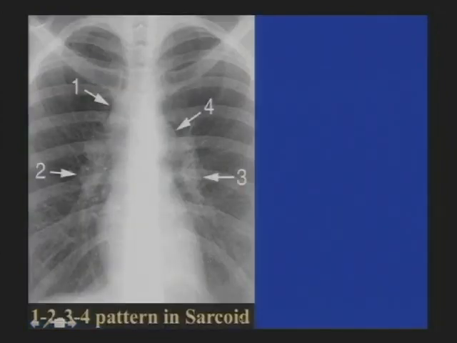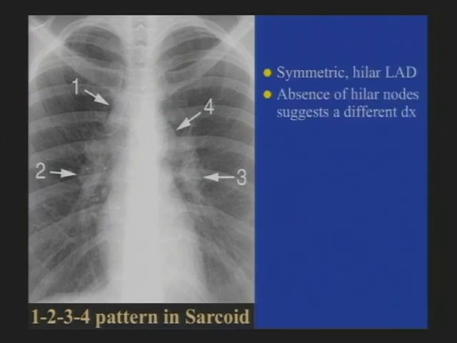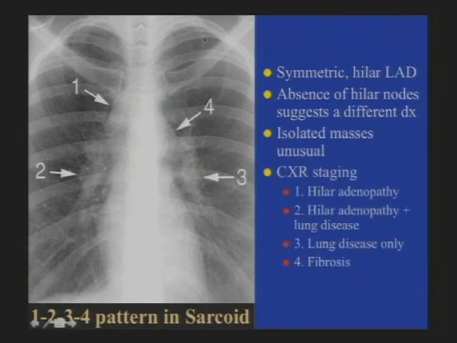Don't forget, sarcoid has a very classic distribution of lymphadenopathy, which is almost diagnostic: very, very symmetric, hilar predominant adenopathy, and you often have right paratracheal and aortopulmonary lymph nodes as well. The key is the symmetry and the predominance of hilar disease. If you don't have hilar disease, it's usually not sarcoid. But if you do have this classic appearance, it's virtually always sarcoid. And isolated masses with sarcoid are pretty unusual.